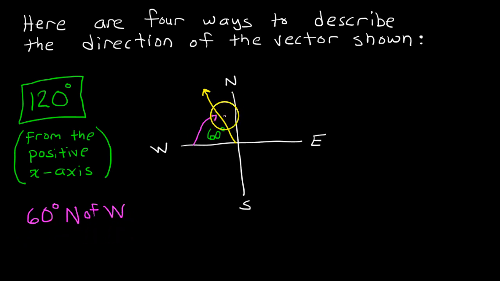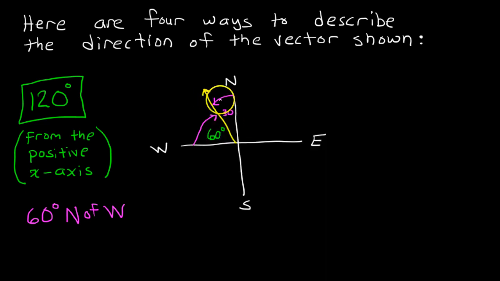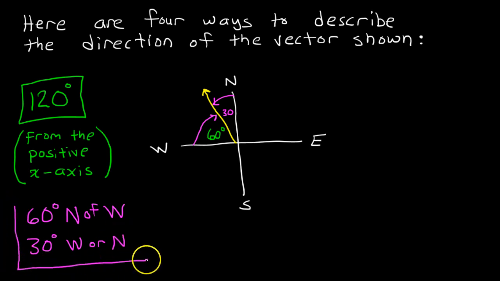Now this angle up here on the other side of the vector is 30 degrees. So we could say that this vector is 30 degrees to the left of north, but instead of saying left, we would say the vector is 30 degrees west of north. So 30 degrees west of north. So this is the second way of describing vector direction.